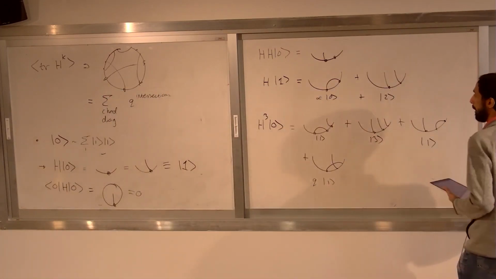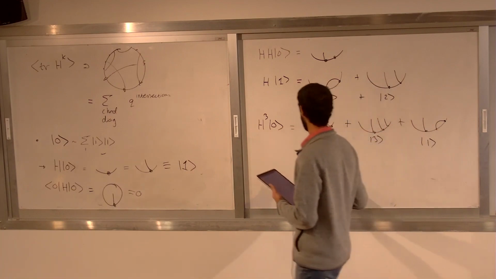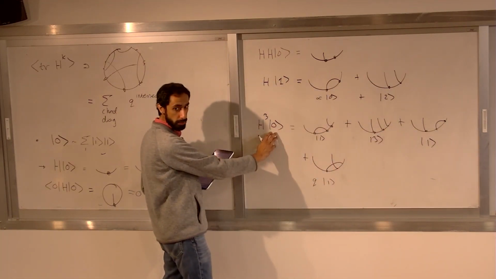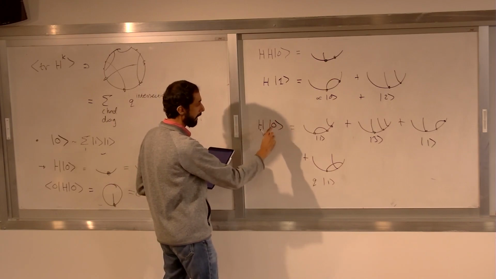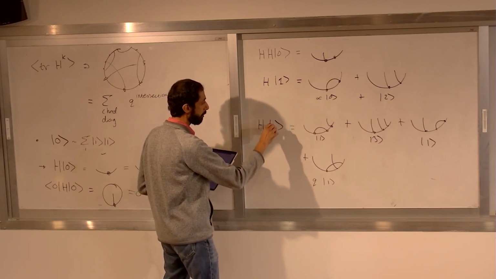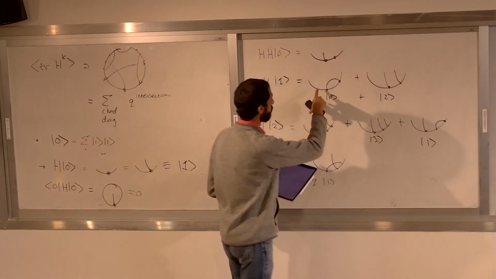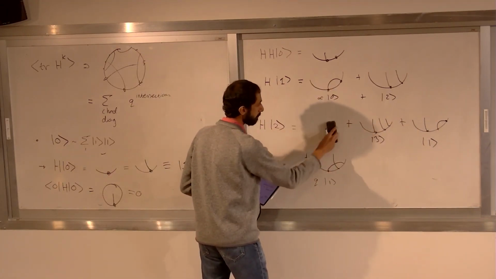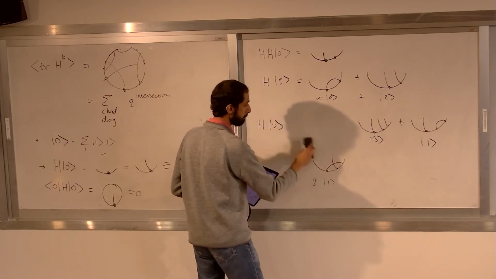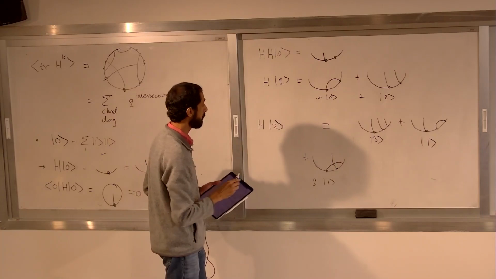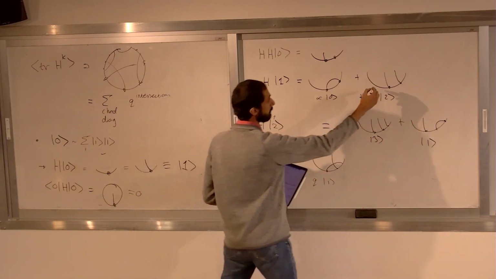Now, if we just focus on h to the power 3 acting on 0, let me specialize and only look at h acting on the state 2. Acting on the state 2 means this term is not there. All I have is this, these 3 contributions. So state 2 is defined as this.